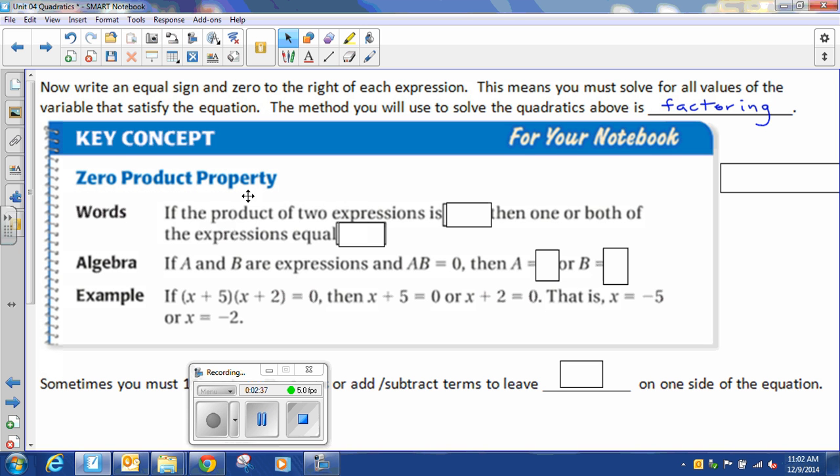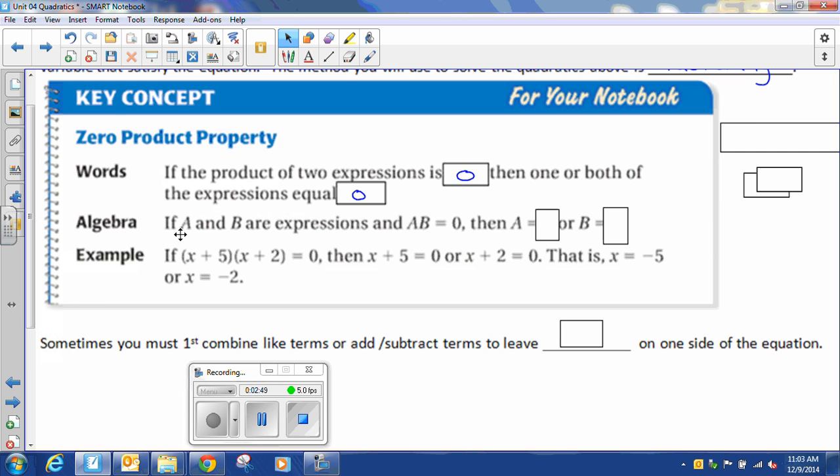Now remember, there is something from Algebra 1 that you learned called the zero product property. If the product of two expressions is 0, then one or both of the expressions equal 0. Algebraically, you could explain this by saying, if A times B equals 0, then one of these has to equal 0, or both could be equal to 0. And finally, here's an example. If x plus 5 times x plus 2 equals 0, then we set each of these factors equal to 0, and we get x equals negative 5 and x equals negative 2.